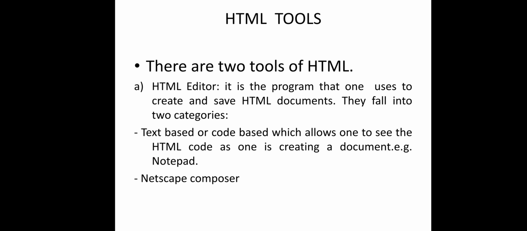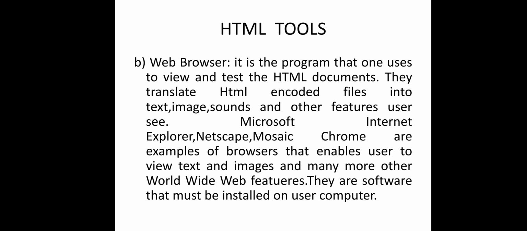Now let's see what HTML tools are. There are two tools in HTML. These are programs that one can use to create and save HTML documents. They fall into two categories. First is text based or code based, which allows one to see the HTML code while creating a document, such as Notepad and Netscape Composer. The second is the web browser. It is a program that is only used to view and test HTML documents. They translate the HTML encoded file into the text, images, sounds, and other features the user sees.